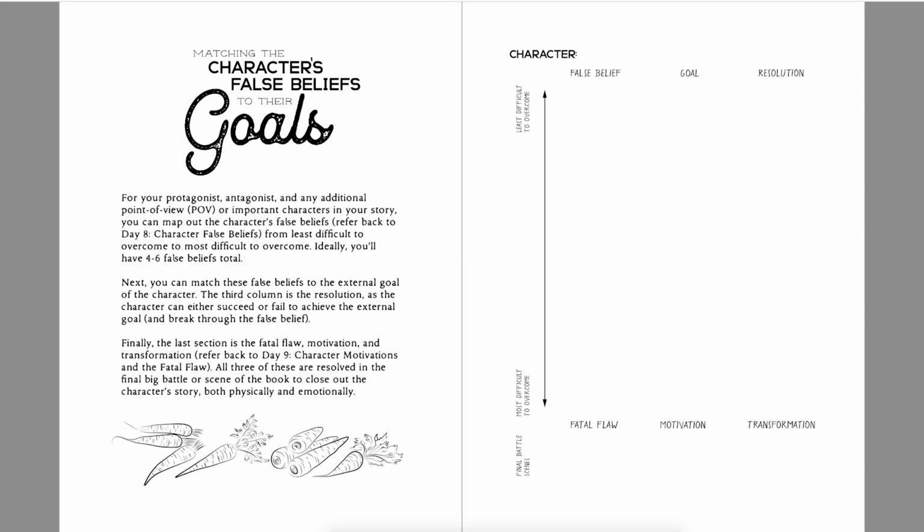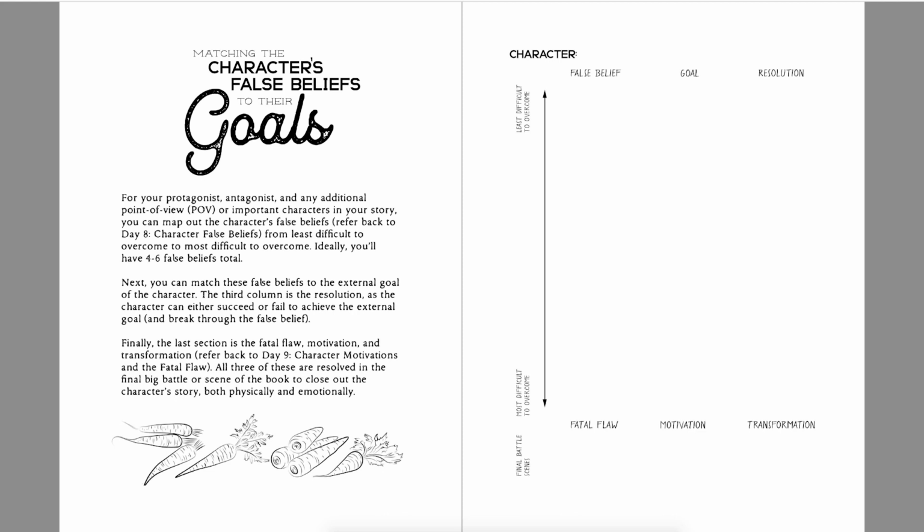And then in the second column, you have the goals. And so you can come up with kind of mini goals that ultimately drive your plot as you go. And then at the bottom, you have the motivation. That's what we talked about in day 9. And then this third column is around resolution and how it creates a transformation.